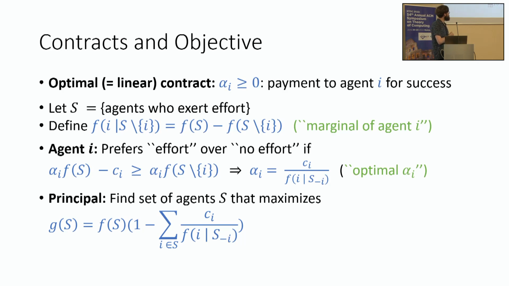Still, the principal problem turns out to be non-trivial. So what are we doing here? We're trying to maximize this G of S function. The principal wants to identify the set of agents to incentivize, and what the principal gets is F of S times 1 minus the sum of the alpha i, where I've substituted the alpha i here. Notice that even when you start with a very nice function, say F is submodular, this G loses almost all of these properties. It's not necessarily non-negative, it may be non-monotone, it's probably not submodular. So can we hope to do anything?